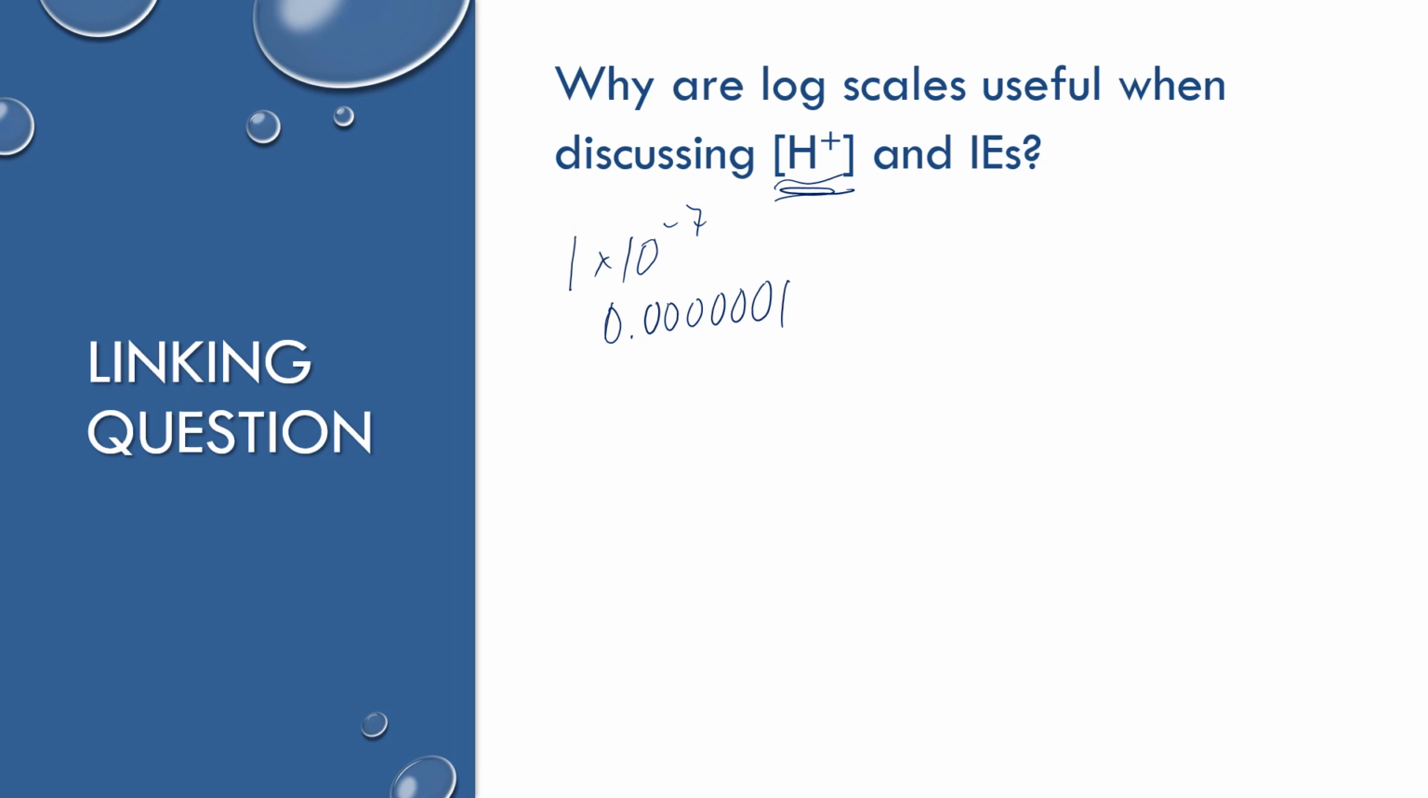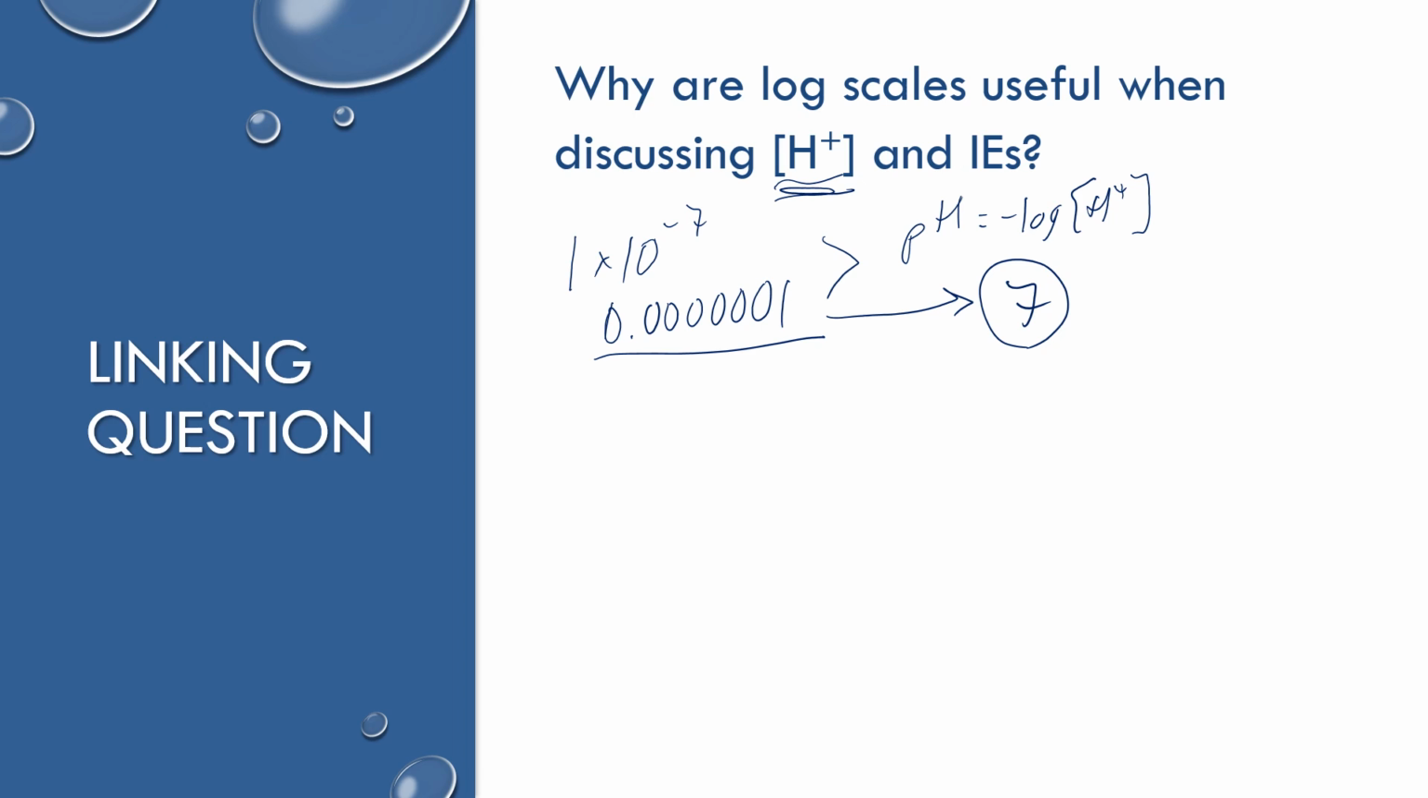That is our concentration. We can put that on a log scale, which we call pH, and it's a negative log scale, so that this number is now just 7. And so it is simpler to use.